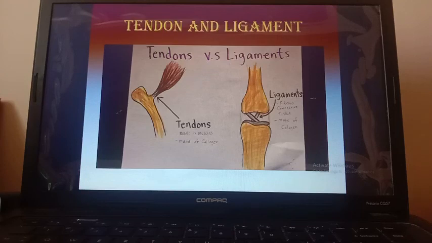So students, today we had discussed the connective tissue proper. In that we had talked about areolar tissue, adipose tissue, tendons and ligaments. Next class we will discuss skeletal connective tissue and vascular connective tissue.